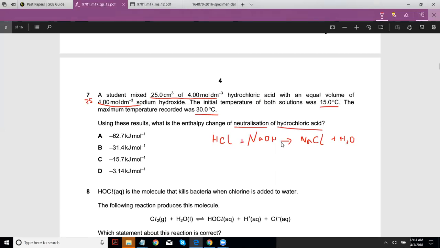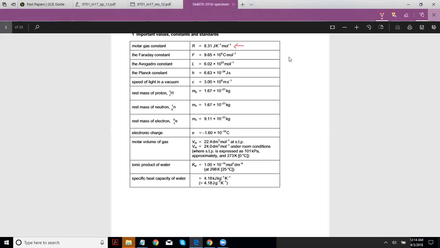We find it from the temperature change using mcΔT. Mass we would take as 50 grams, into the specific heat capacity, into the temperature change, that's 15, I suppose. Wasn't it 4.18? Yes, the specific heat capacity of water is 4.18. It's given in your data booklet.